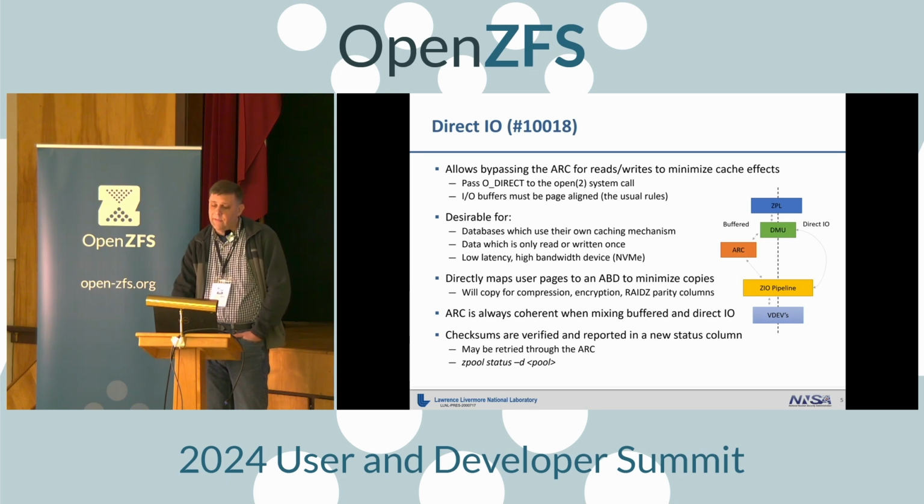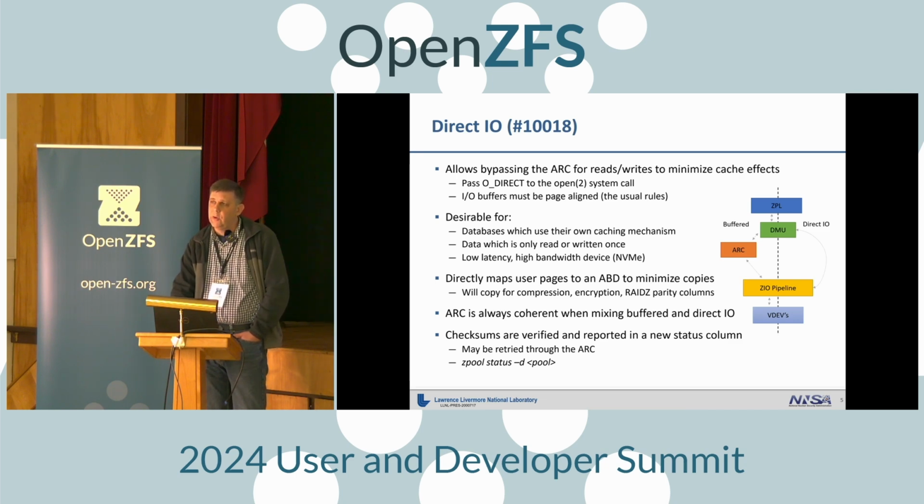O_DIRECT's desirable for a variety of use cases, right? Again, some of them were mentioned earlier, like databases in particular often implement their own caching mechanisms. It makes sense to bypass the cache in that case for direct I/O, or cases where the data is only read once or written once, and there's no point in actually caching it in the ARC. In those cases, it may make sense to bypass the cache as well. Or, in particular, for really low latency devices, like we heard earlier, where just manipulating the data and processing it can add significant latencies to the I/O times. So being able to bypass the ARC can be a significant win there.